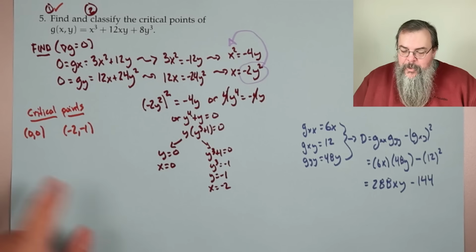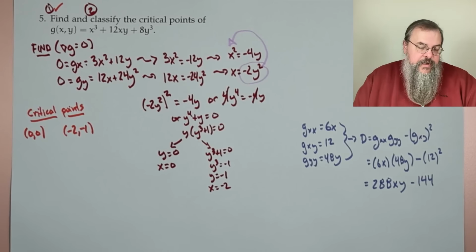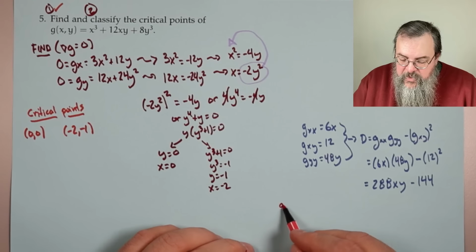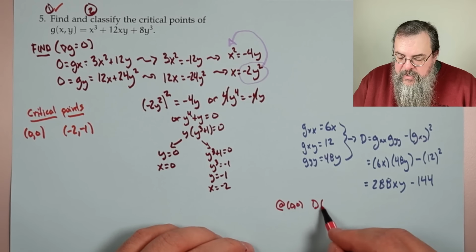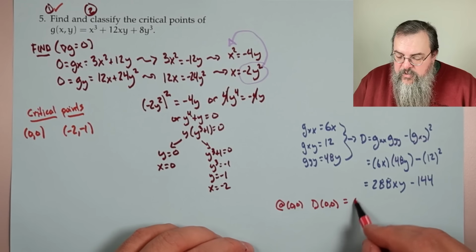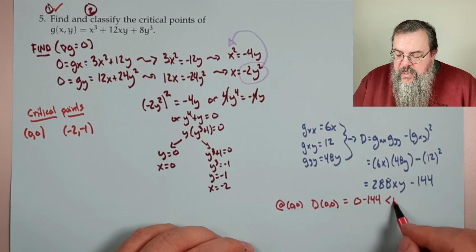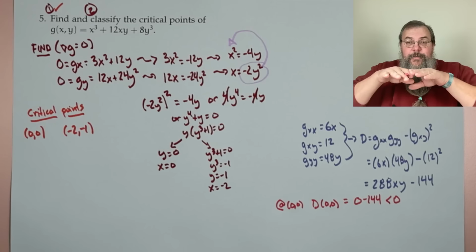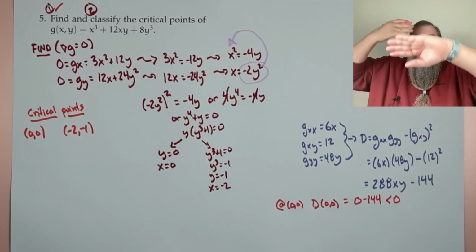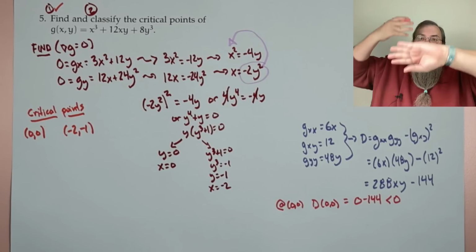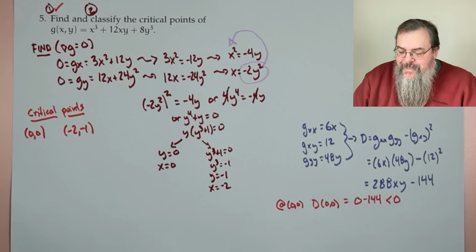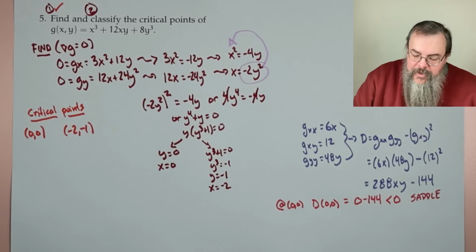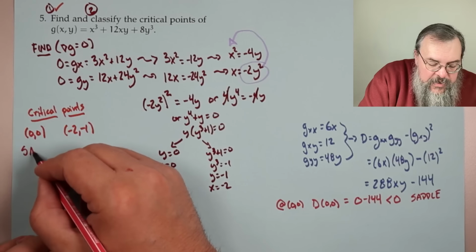We plug in. We plugged in (0, 0). So let's do that and see what happens. At (0, 0), we get that the discriminant is 0 subtract 144, which is negative. If you get a negative number out, what that's telling you is in one direction you're going down, but in a different direction you're going up. So if you're going down here, but you're going up here, saddle. Okay, saddle. So (0, 0) is a saddle.